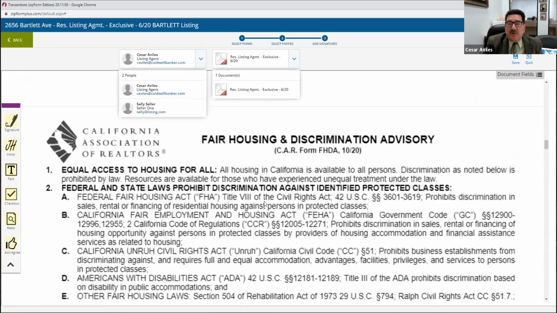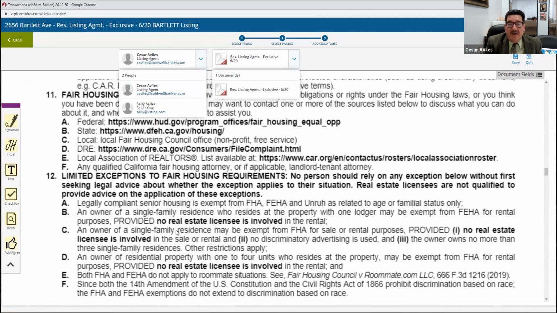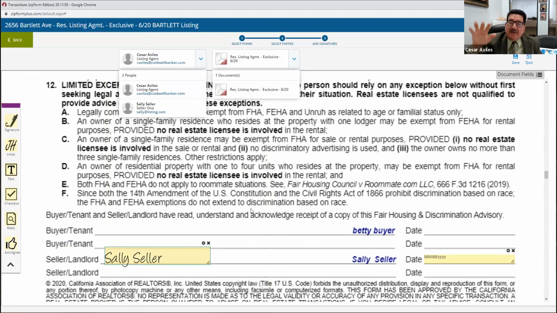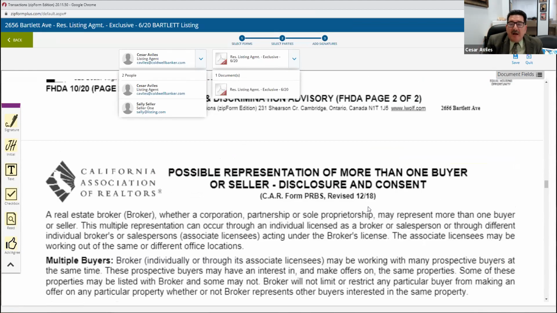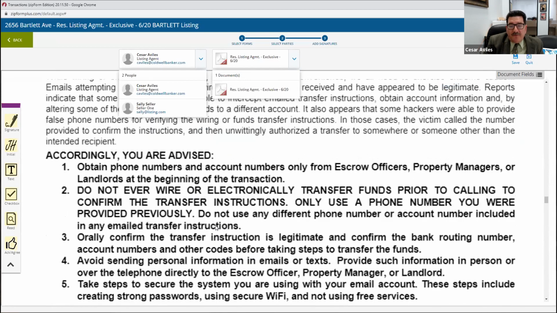The Fair Housing Discrimination Advisory. Caesar doesn't sign, but Sally will sign right here. If I want to move her, I can move it. I can make it a little smaller, right? I don't want a big one. And the date. I don't have Betty Buyer. Unfortunately, this one is coming with Betty Buyer, but you can always go back to your ZipForm. Betty Buyer is coming because I added on the documentation. Okay, possible representation. I got Sally the seller, Coldwell Banker George Realty. On the wire fraud form, everybody's gonna do that.